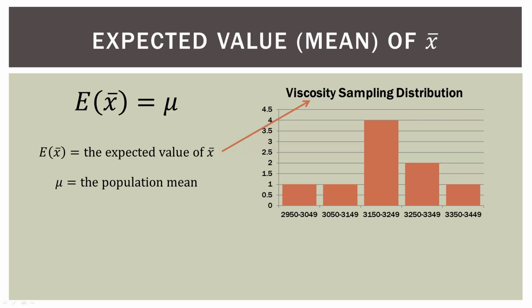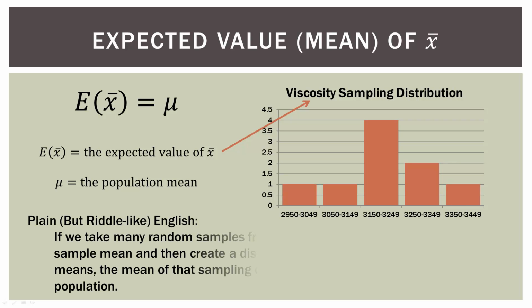So you can see what we're looking at here is E of X bar, the expected value or the mean of this sampling distribution over here on the right. Okay? So the sampling distribution mean is equal to the population mean, which we do not know. And that's the idea behind the sampling distribution.